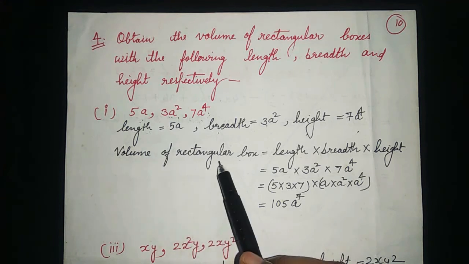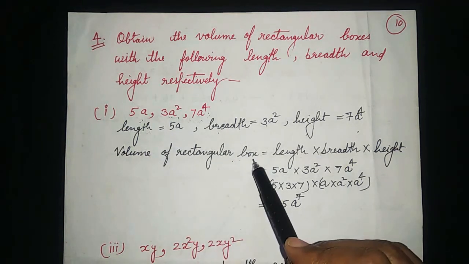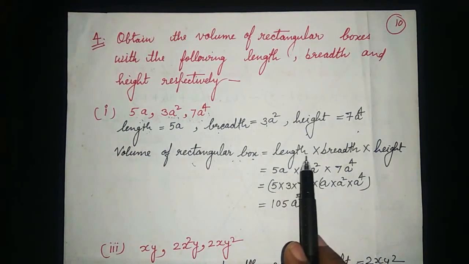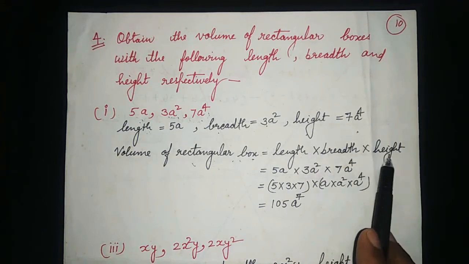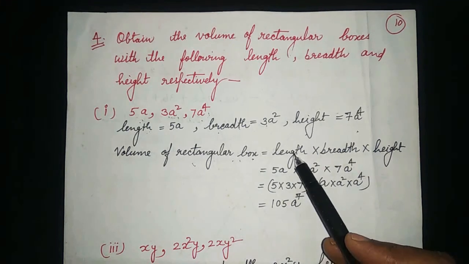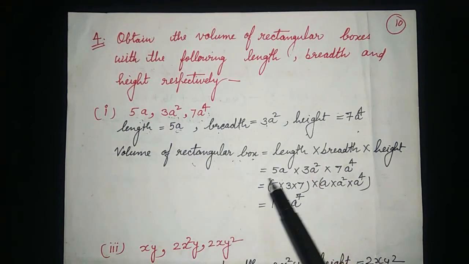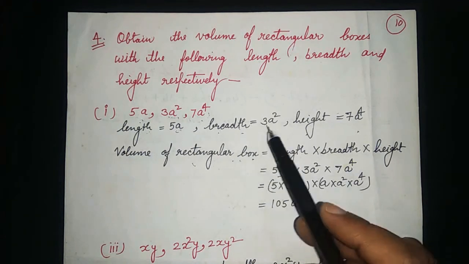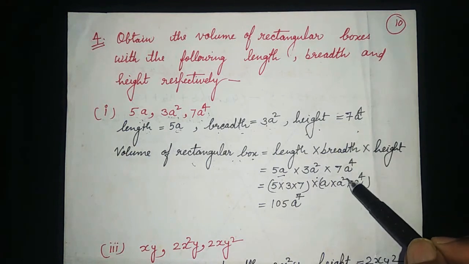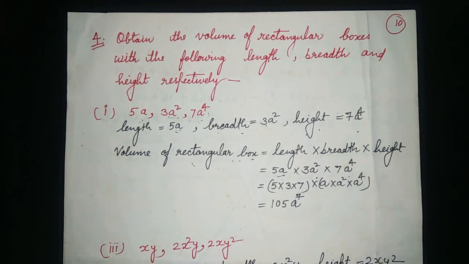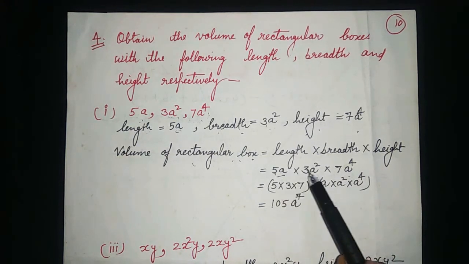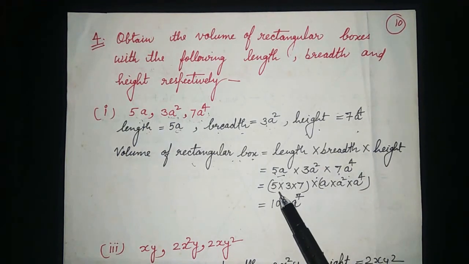Now we will find out volume of rectangular box. So the formula we know that volume of rectangular box means what? Volume of cuboid. Now we will use the formula length into breadth into height. Okay. Now we will put the values. Length how much? 5a. 5a we will write. Breadth 3a square. And height 7a to the power 4. We will write here in place of height. Now we will multiply numerical coefficients 5 into 3 into 7. Okay.